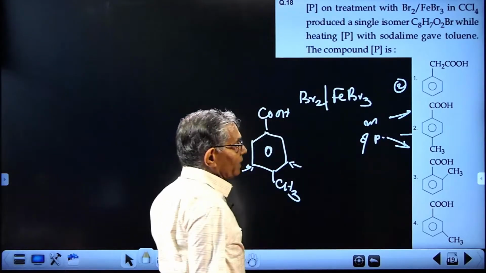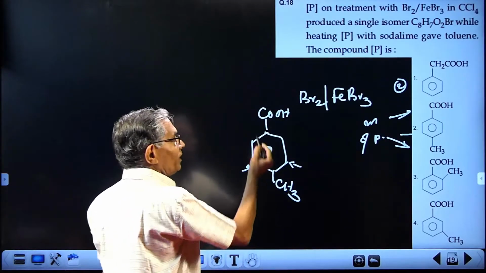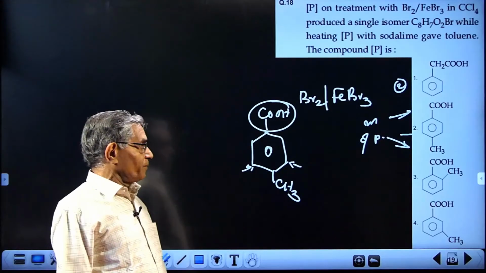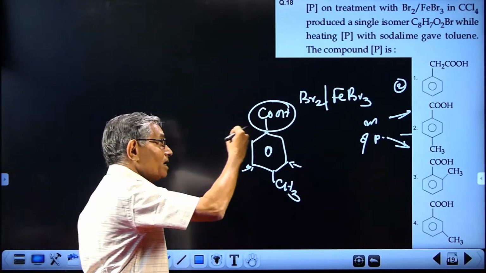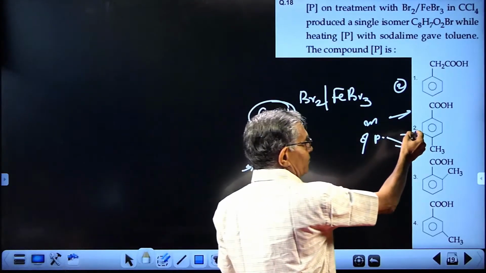Next one, on treatment with soda lime, it gives toluene, because soda lime treatment will decarboxylate this acid. It will decarboxylate, so you are getting toluene. Answer therefore will be 2.